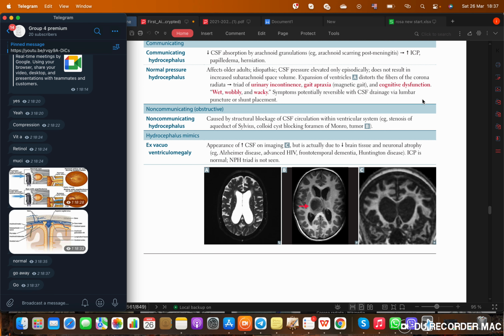They will go away, absolutely. So it's reversible with CSF drainage via lumbar puncture or shunt placement. A lot of people ask me what a shunt is.